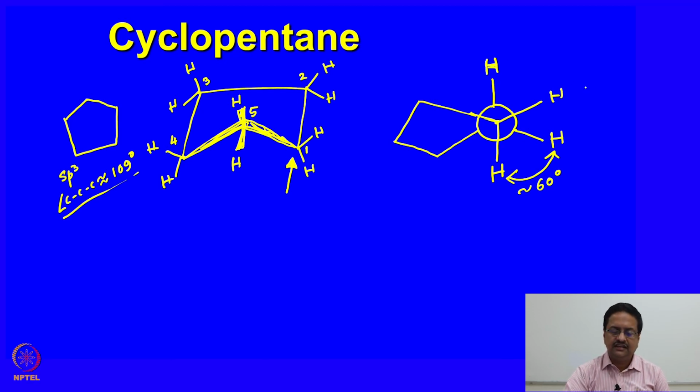So the torsional strain is released and there is only a little angle strain, and hence cyclopentane is more stable than cyclopropane and cyclobutane. We will continue our discussion in the next lecture from here.